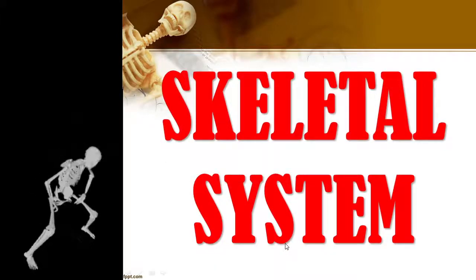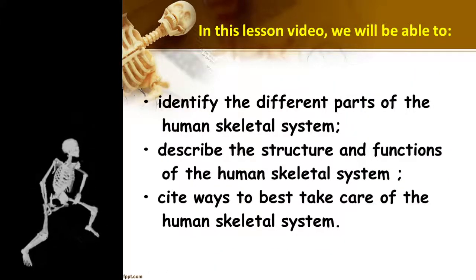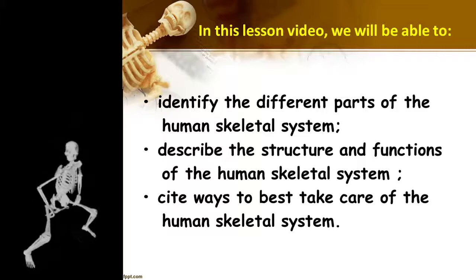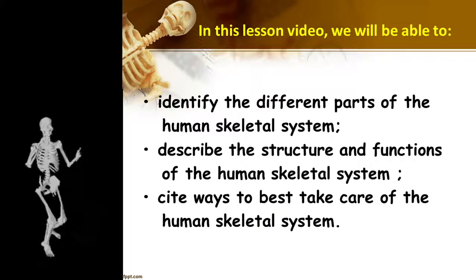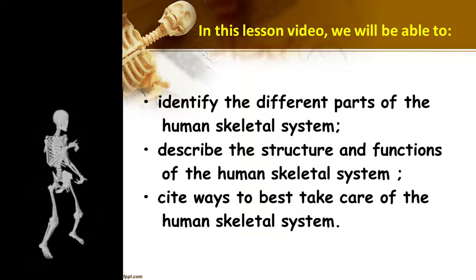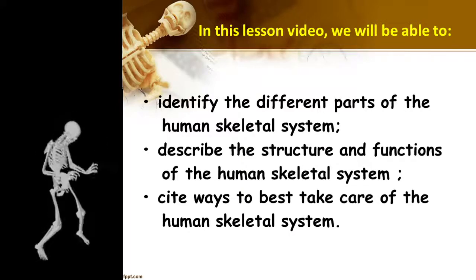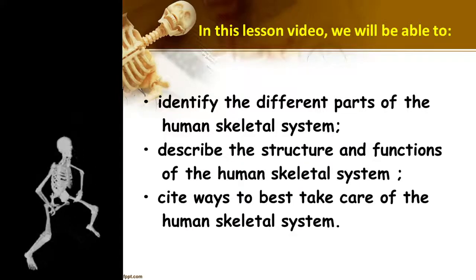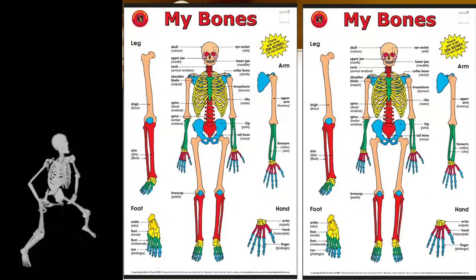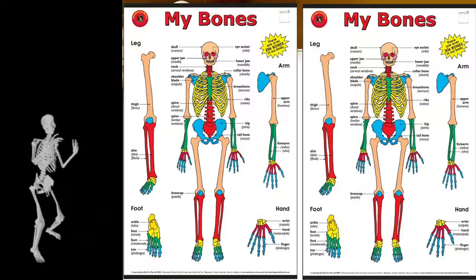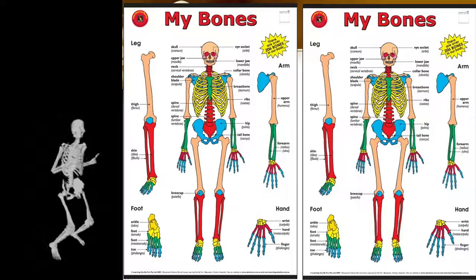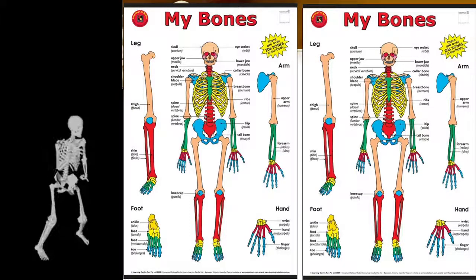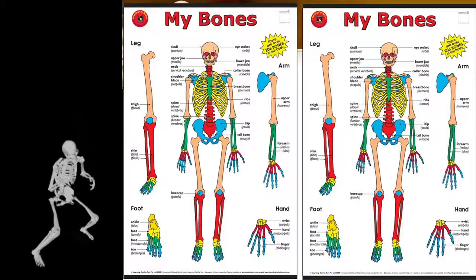Today, we will be talking about one of the most important systems of our body, which is the skeletal system. In this lesson video, we will learn about the different parts of the human skeletal system, describe the structure and functions of the human skeletal system, and cite ways to best take care of the human skeletal system. As you can see, our bones come in different shapes and sizes, and we all look the same without our flesh and skin.